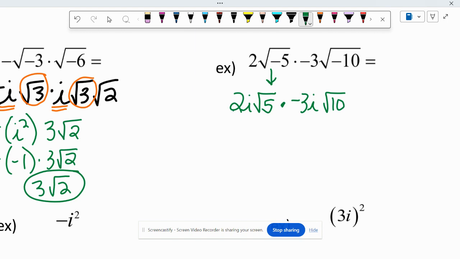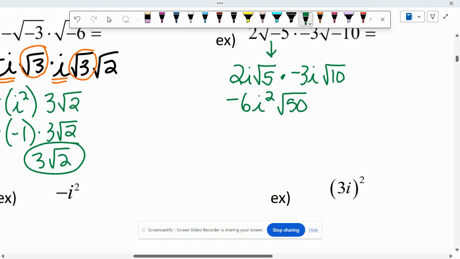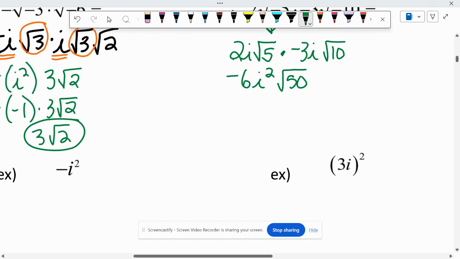So I have negative 3 times 2. What is negative 3 times 2? Negative 6. I also have i times i. What is i times i? Okay. And what is the square root of 5 times the square root of 10? It's the square root of 50. Okay. So we have to figure out what our i squared is. We have to simplify that, and we have to break up our square root of 50.